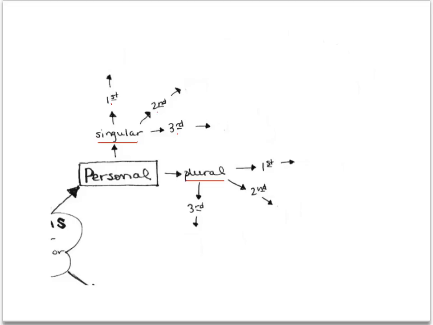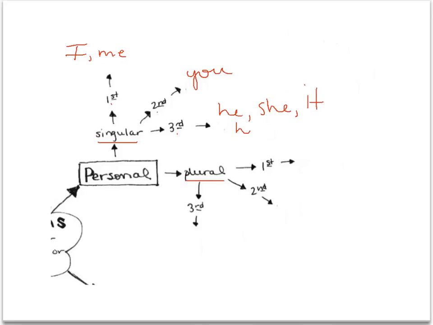The first person singular forms are I and me. The second person singular form is you. And the third person singular forms are he, she, it, him, and her. The first person plural forms are we and us. Second person is also you. And third person is they and them.